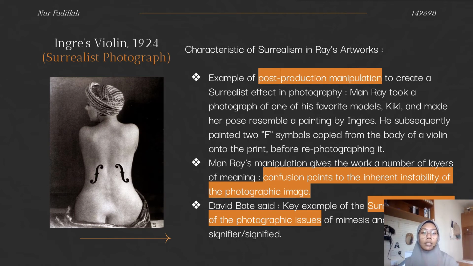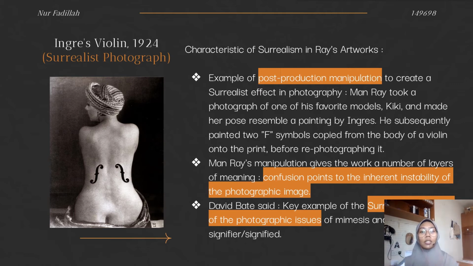Man Ray's manipulation gives the work a number of layers of meaning. By re-photographing the print, Man Ray blends the original image with his manipulation of it, resulting in the woman's body being inseparable from the violin-like figuration on it.